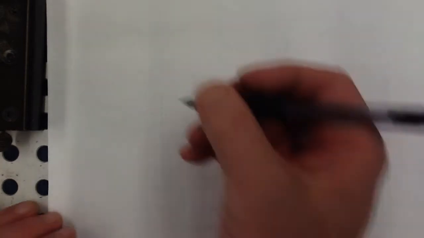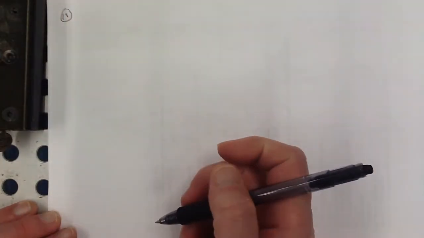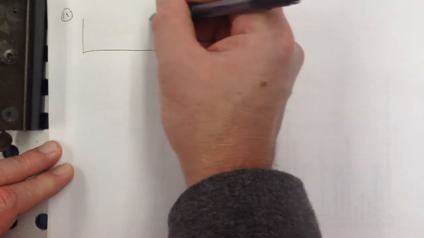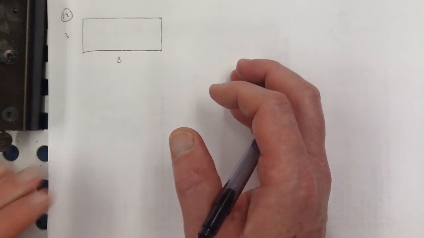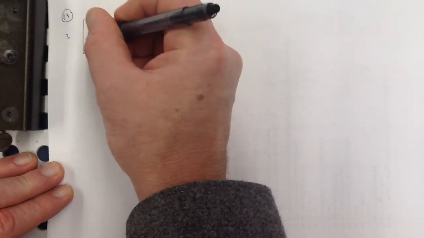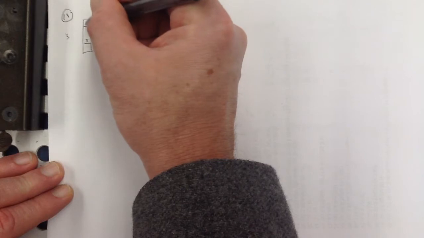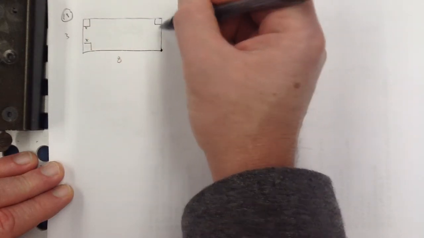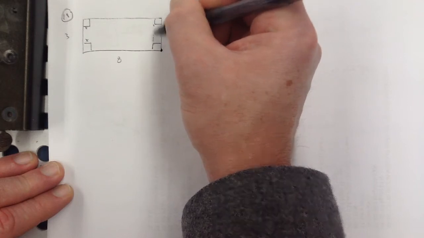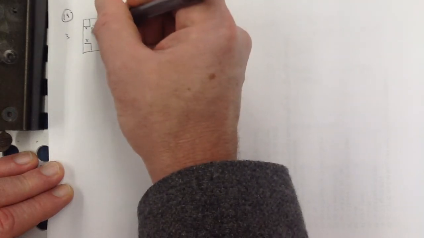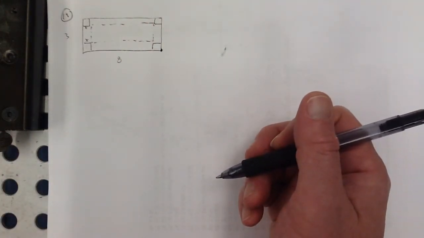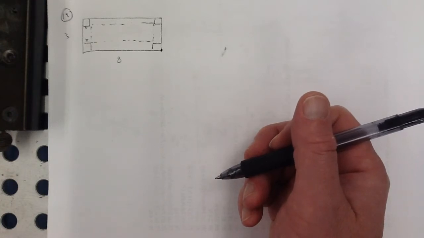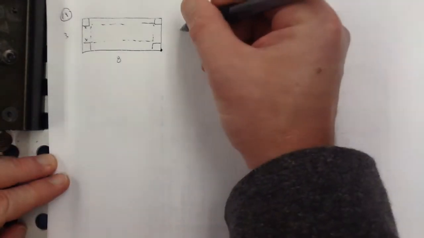Number 19, an open box is to be made from a 3-foot by 8-foot rectangular piece of sheet metal by cutting out squares of equal size from the 4 corners and bending up the sides. So let's say we cut out squares where the side length is x. And then we're going to bend up the sides. Okay, and we want to find the maximum volume the box can have.